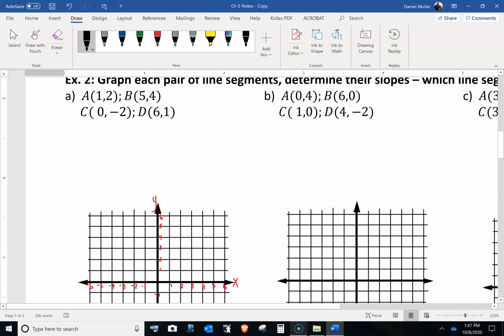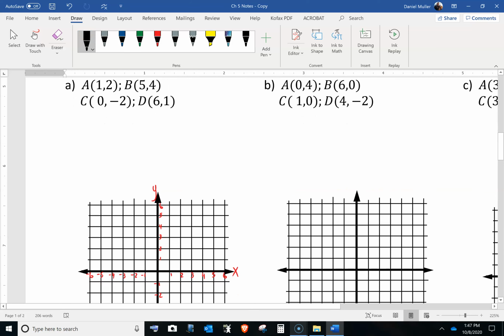Remember, our points are x and then y. So if the x is positive, we're heading right. And if it's negative, we're heading left. And if the y is positive, we're heading up. And if it's negative, we are heading down. So keep all of that in mind here.